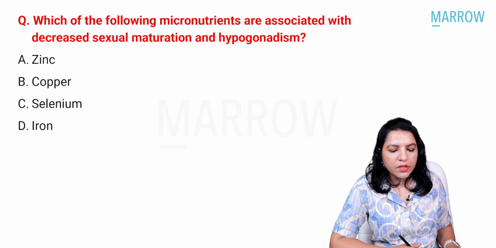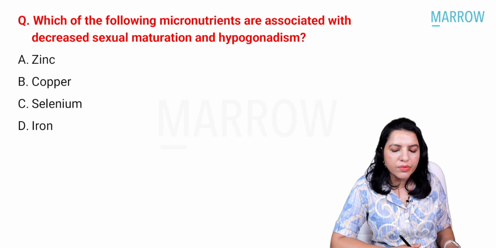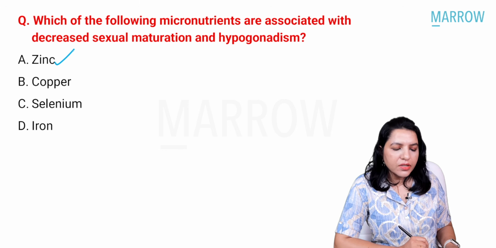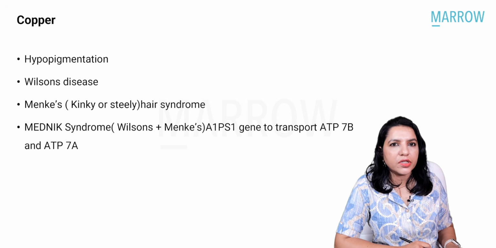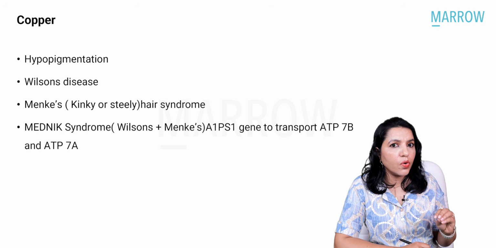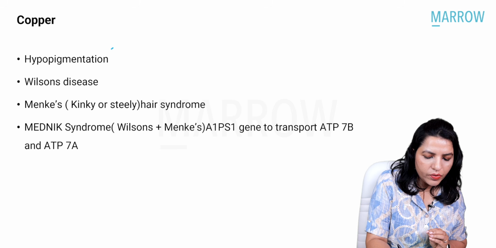Which of the following micronutrients are associated with decreased sexual maturation and hypogonadism? So the answer here is zinc. We'll just see about the various micronutrients that are given in that question. One was copper. We know copper is required for the enzyme tyrosinase, right? Tyrosinase is required for what?